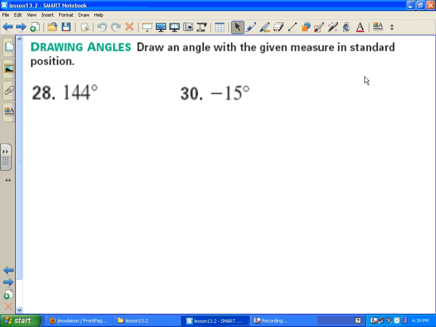So here you see two problems. You could pause this presentation and try each of these. Draw an angle with a given measure in standard position.